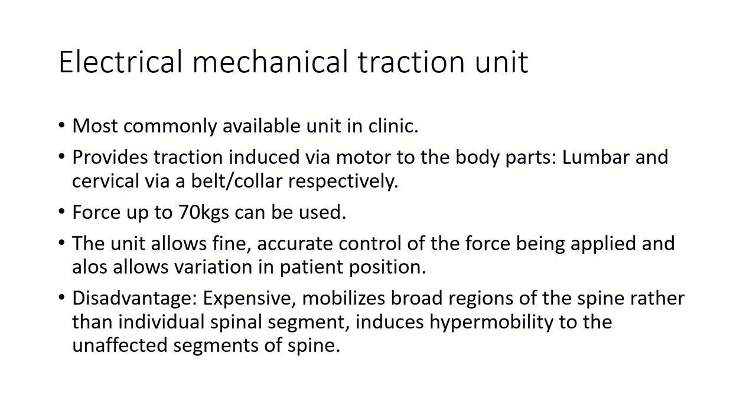Disadvantages of this unit are that it is very expensive to afford, and it mobilizes a broad region of the spine rather than only C4 C5 or L4 L5. It mobilizes the entire cervical or entire lumbar spine if attached, and induces hypermobility in a non-affected joint. For example, if C4 C5 is the exact place where the person wants to give the traction, in the electrical mechanical traction unit, the entire cervical spine is induced with the traction force rather than only C4 C5. Thus, C2 C3 might undergo hypermobility.